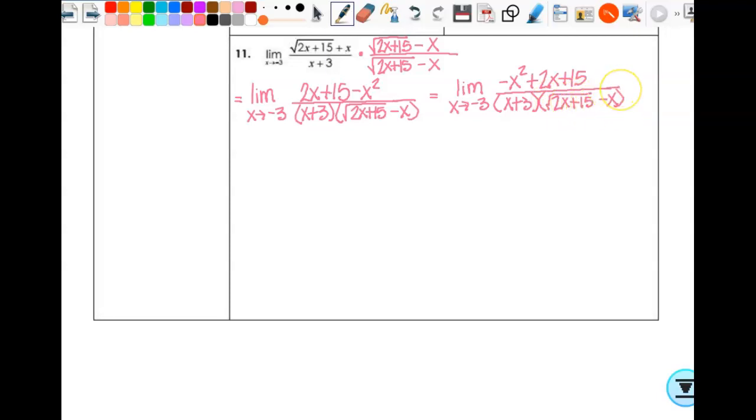Okay. So I'm thinking in the numerator, I'm going to need to factor, but I want my x squared term to be positive for me to factor, so I'm going to factor out a negative 1 in the numerator. That'll give me the limit as x approaches negative 3. And then the numerator I'll have a negative, then I'll have x squared minus 2x minus 15. And then rewrite my denominator again.